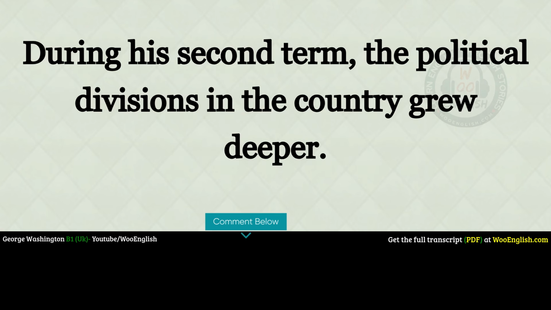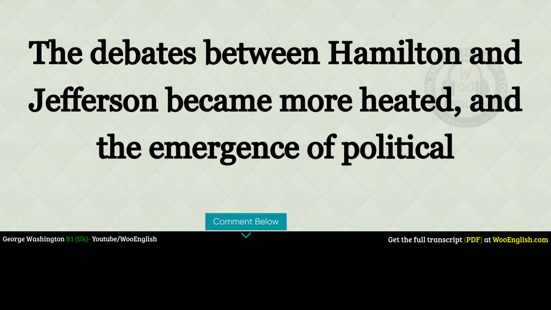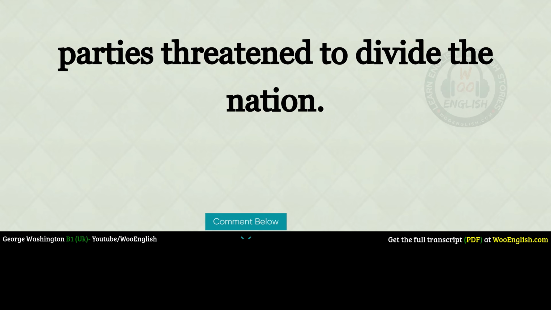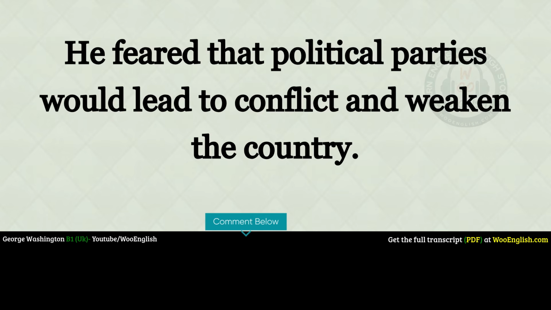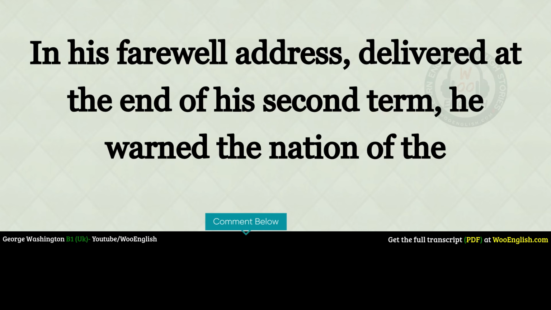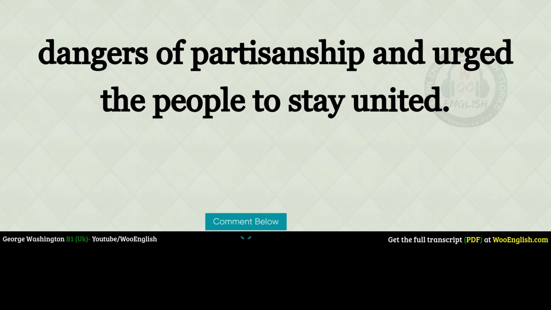During his second term, the political divisions in the country grew deeper. The debates between Hamilton and Jefferson became more heated, and the emergence of political parties threatened to divide the nation. Washington was deeply troubled by this. He feared that political parties would lead to conflict and weaken the country. In his farewell address, delivered at the end of his second term, he warned the nation of the dangers of partisanship and urged the people to stay united.